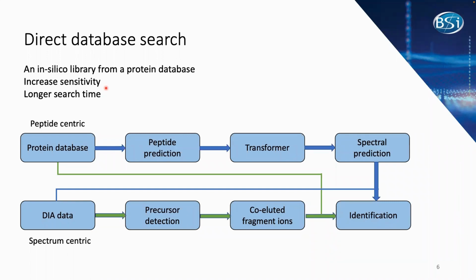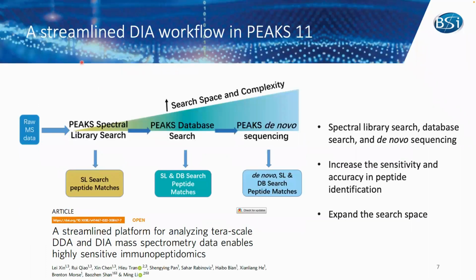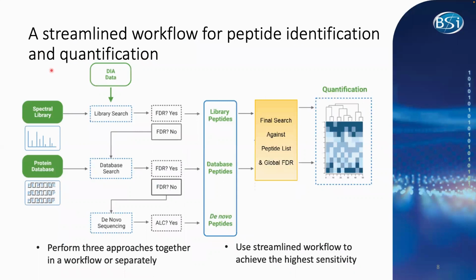a streamlined DIA workflow for peptide identification, integrating those two approaches. This streamlined workflow was first published in the paper shown below last year. It integrates spectral library search, subsequent database search, and de novo sequencing to increase the sensitivity and accuracy in peptide identification, while also limiting the search time. Here, I want to explain our streamlined workflow, giving more details.